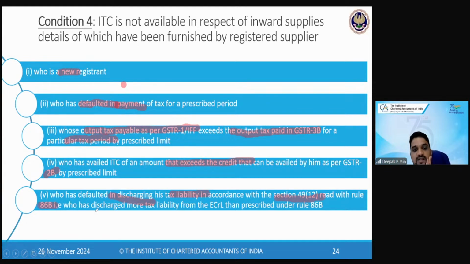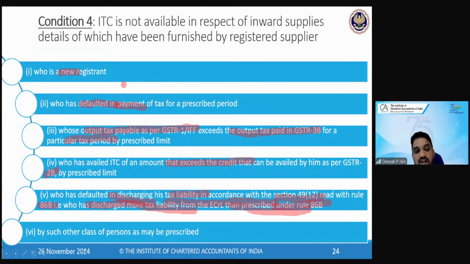We will see what this 86B is. That is, who has discharged more tax liability from the electronic credit ledger than prescribed under Rule 86B. So Rule 86B simply says that if your turnover is more than a specified limit, 99% you can use from your credit ledger, 1% you have to pay from your cash ledger. Now, this person has violated that also. So such a person's credit will be blocked. Our sixth condition is such other class of persons as may be prescribed.